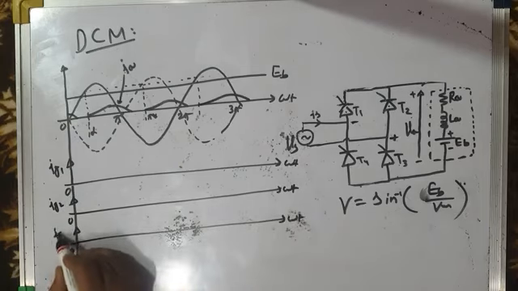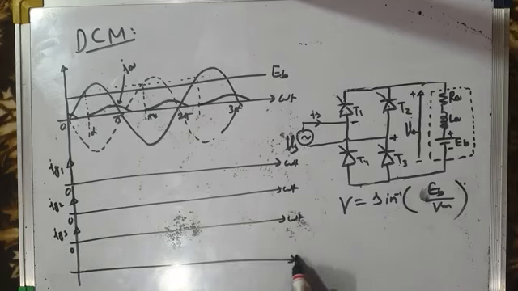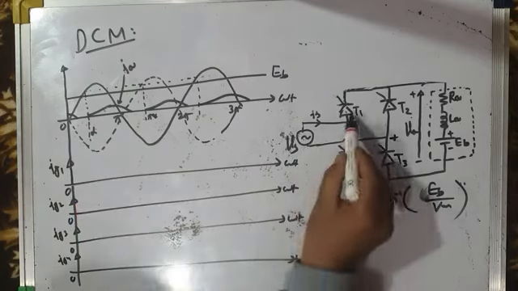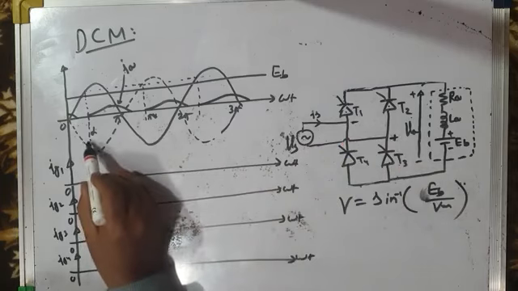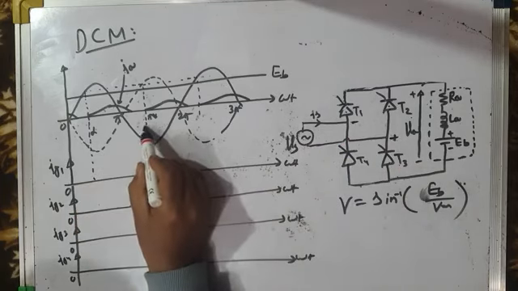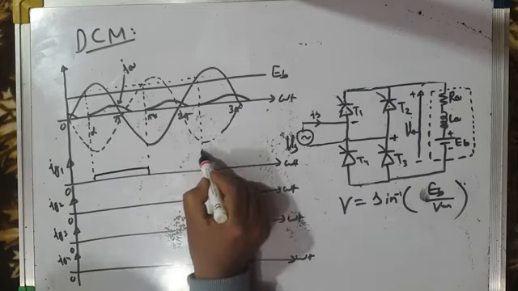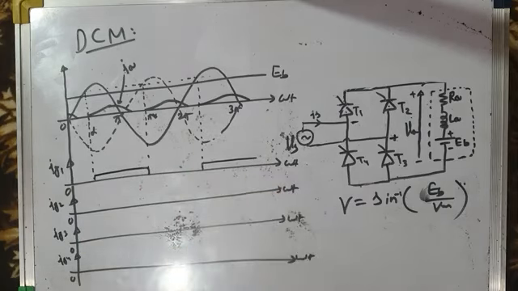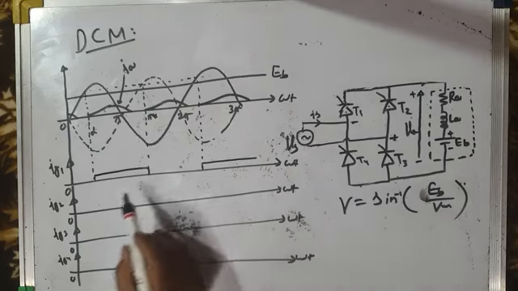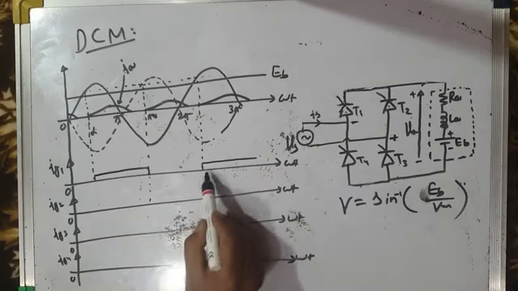Ig3 is the gating current of thyristor T3, and Ig4 is the gating current of thyristor T4. The gating current pulse pattern will be the same. For thyristor T1, it will be from alpha to pi plus alpha. This is alpha and this is pi plus alpha. And then 2 pi plus alpha to 3 pi plus alpha and so on. And for thyristor T2, it will be complementary to that of thyristor T1.